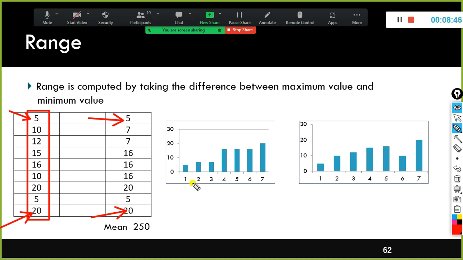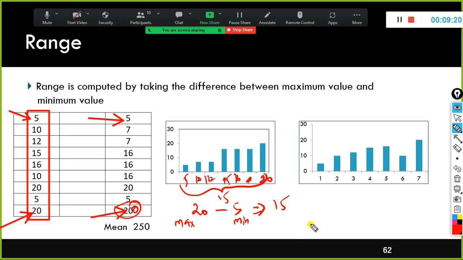Let's say you have 5, 10, 12, 15, 16, and you have 20, something like that. So this is the spread of the data. How do you find out the spread? The maximum value is 20 and the minimum value is 5, so this gives us the range. The spread is 15. And if I put one more 0 here, the maximum value is 200. For this second data set, the maximum value is 200, the minimum value is 5, so it is now 195.